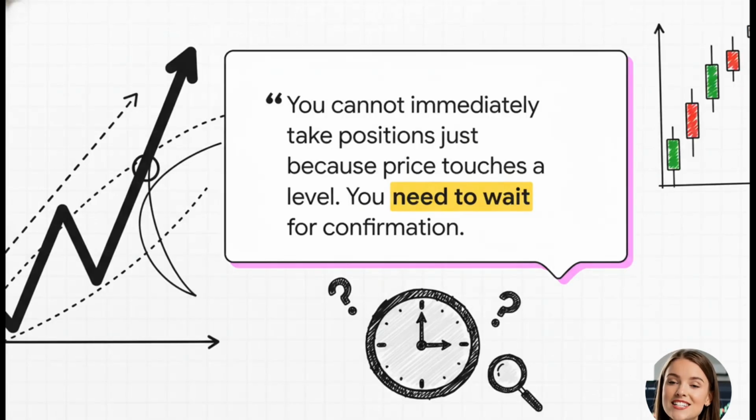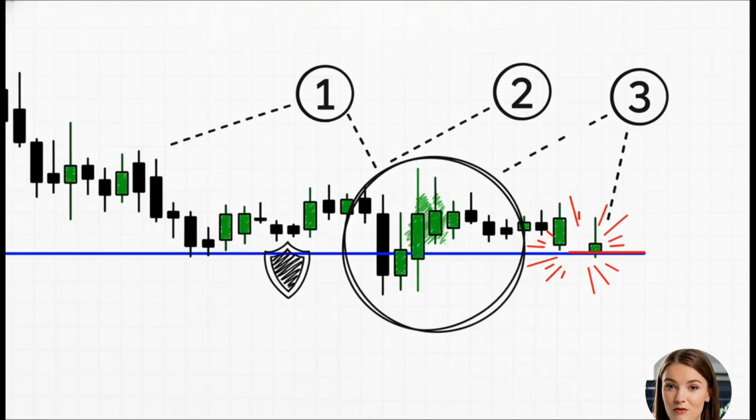Now, if you remember only one thing from this whole explainer, let it be this. These levels are not automatic buy or sell buttons. I'll say it again. Just because the price touches a Fibonacci level does not mean you immediately jump into a trade. You have to be patient. You have to wait for more clues. So what does this confirmation actually look like? Well, let's build a case.